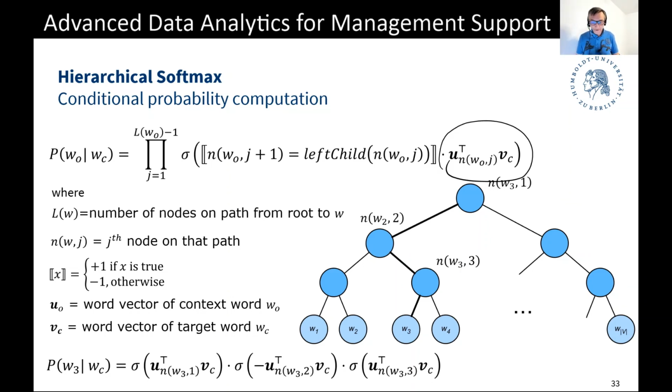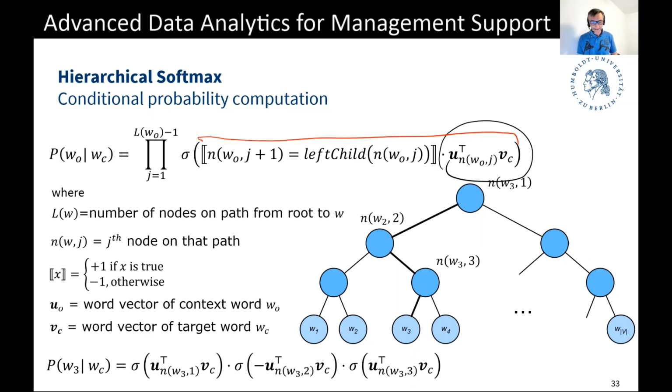And you also see the sigmoid. All these computations take part in the sigmoid. It's just a dot product. We give it a sign, then we do sigmoid, and there we go. And that's maybe also interesting: it's a joint probability we are calculating here for j equal to 1 to L of w_O minus 1. What's that? That is the number of nodes on the path from the root node to the true context word w, which during training we know.